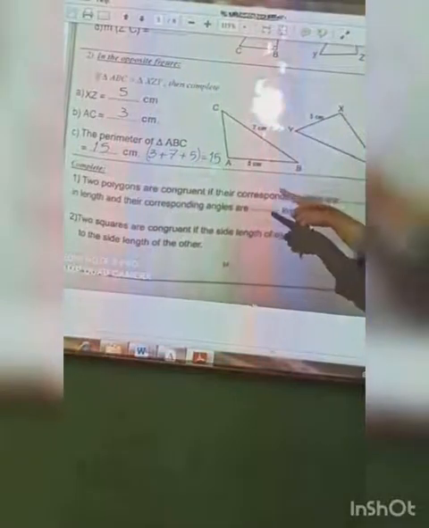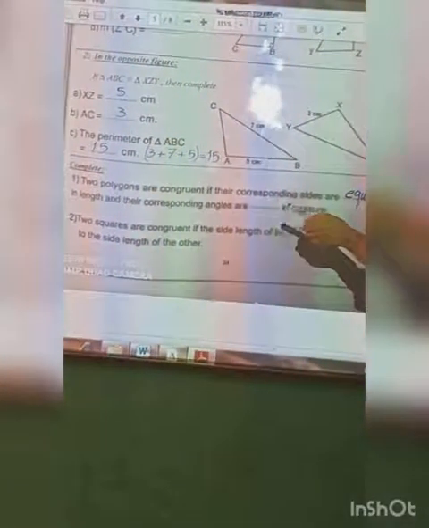Complete. Number 1, two polygons are congruent if their corresponding sides are what? In length, and their corresponding angles are what? In measures. We have two conditions: equality of sides and equality of angles. So, two polygons are congruent if their corresponding sides are equal in length and their corresponding angles are equal in measure.